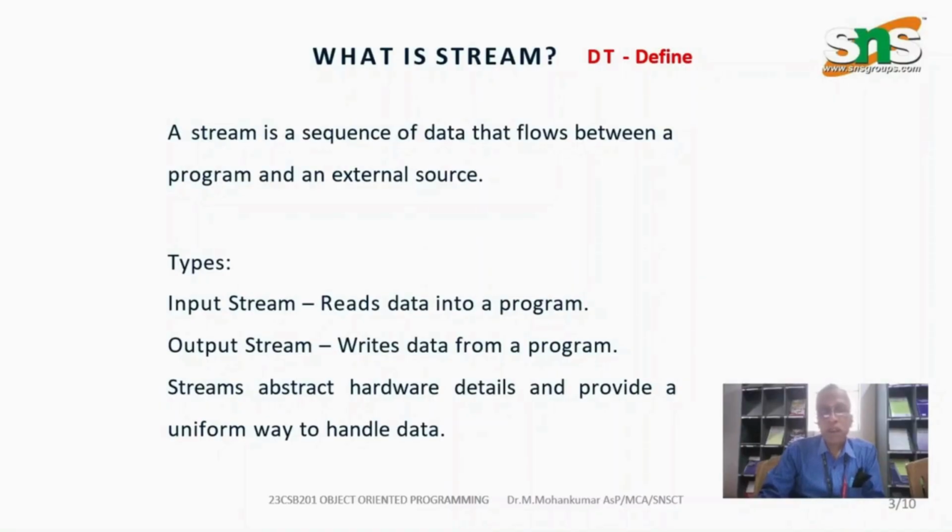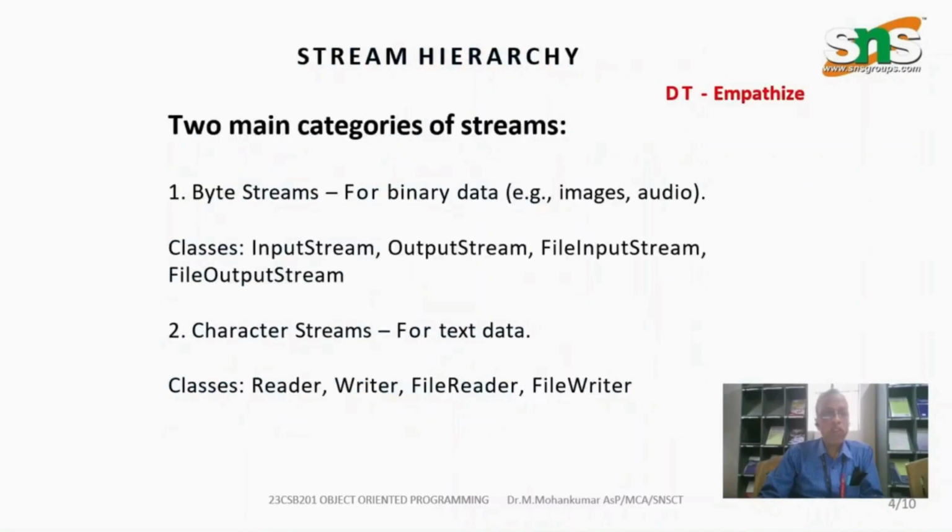Streams abstract hardware details and provide a uniform way to handle data. So streams do not show the hardware process, how the mouse functions or how the keyboard functions; all that is abstracted here. We are simply seeing the reading of data into the program and the writing of data from the program. That is what we call streams. So keep in mind, we have two streams: the input stream and the output stream.